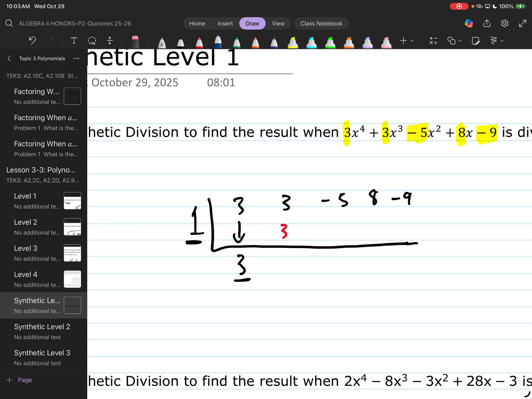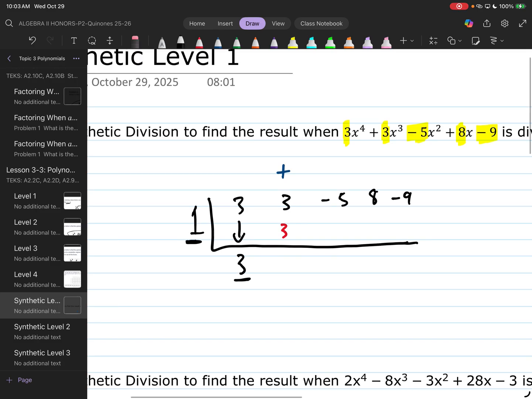Then what we're going to do is add everything underneath. The 3 and 3, what does that give me? 6. And then we go again. So remember, we multiplied these and then we went this way. Same thing here. What are we going to do? We're going to multiply this 1 times this 6. That gives me 6. -5 and 6 gives me 1.